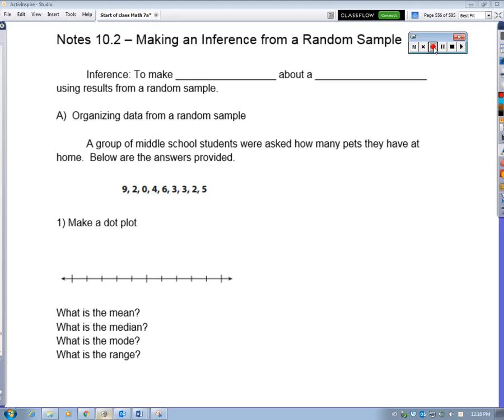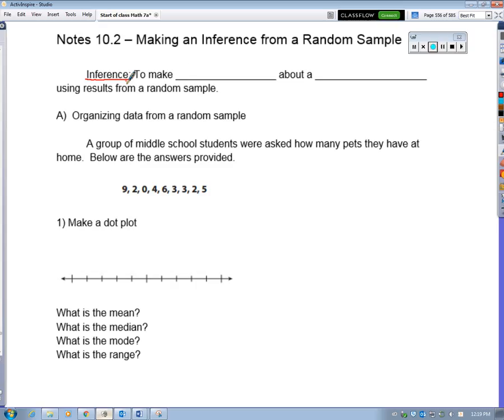Alright, my little math friends, now we're moving on into chapter 10. We talked about taking a survey of a random sample. Now we're going to actually do something with that data, kind of do a little bit of graphing and answer some questions about it. We're going to be looking at making an inference, okay?